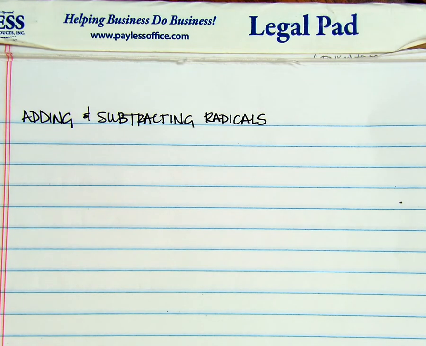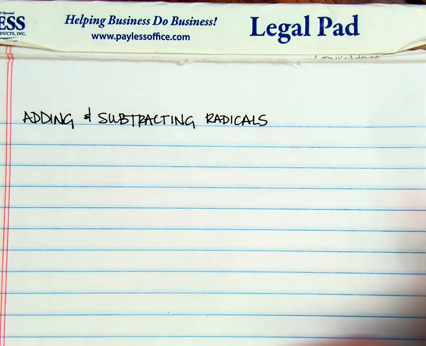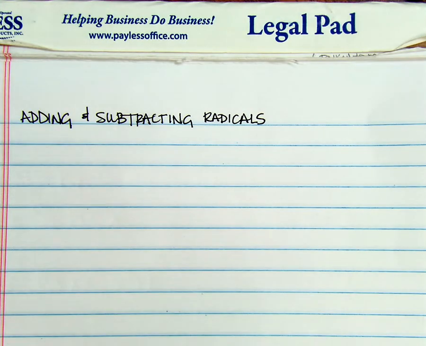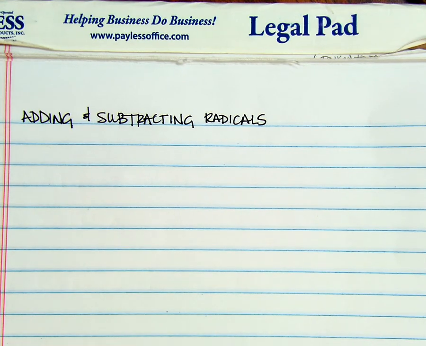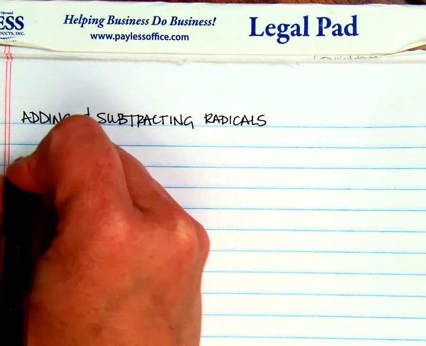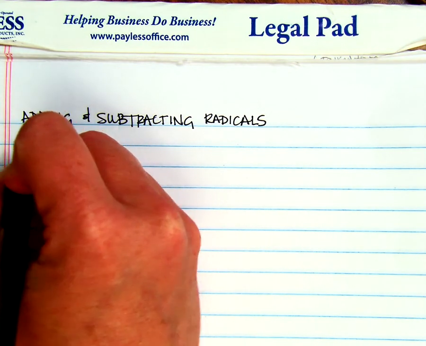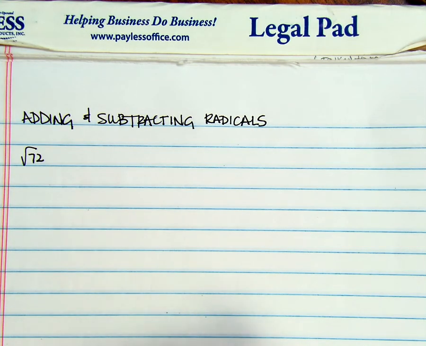Okay, so today we are going to be adding and subtracting radicals, and I relate these directly to how you dealt with like terms and variables, and also how you add and subtract fractions. So just a quick reminder, when you are simplifying a radical, let's say for example we have the square root of 72, and we want to simplify that.